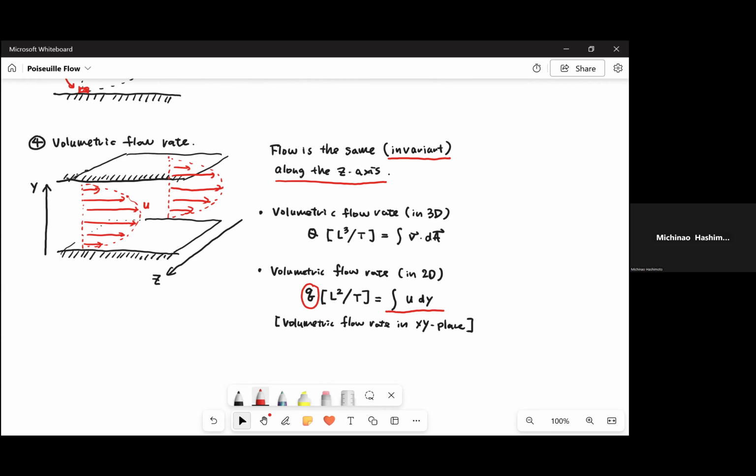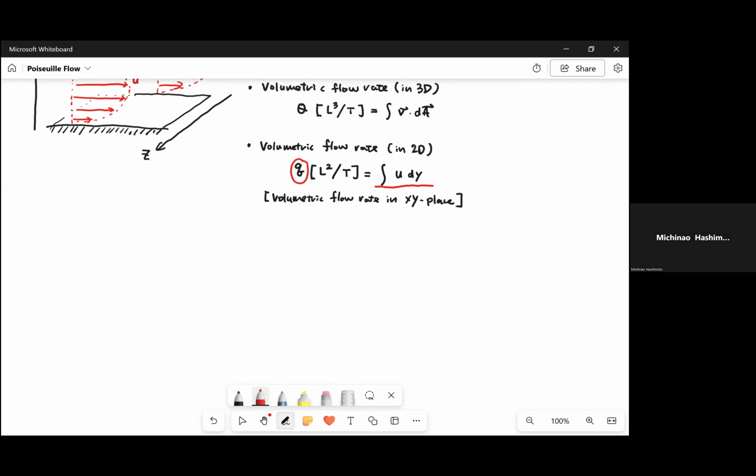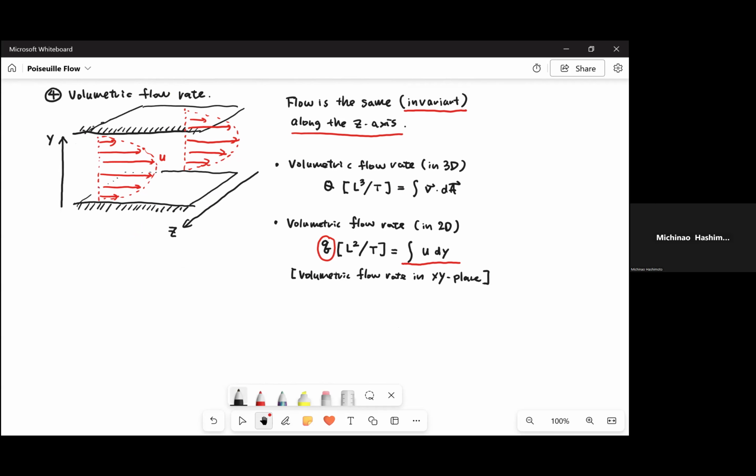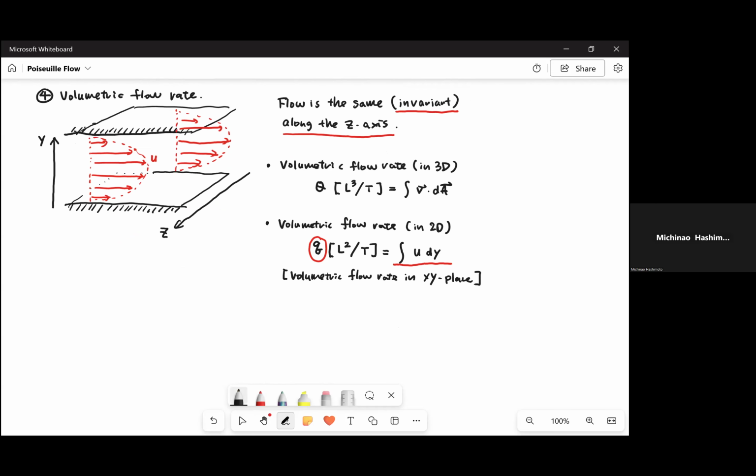So let's try to apply this in this particular case. Because the flow geometry is the same, which is invariant along the z direction, let's try to do this. Find the q for the flow.